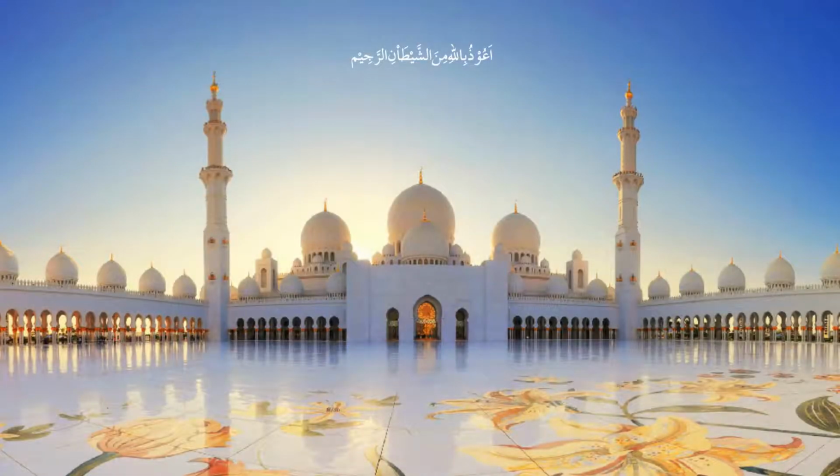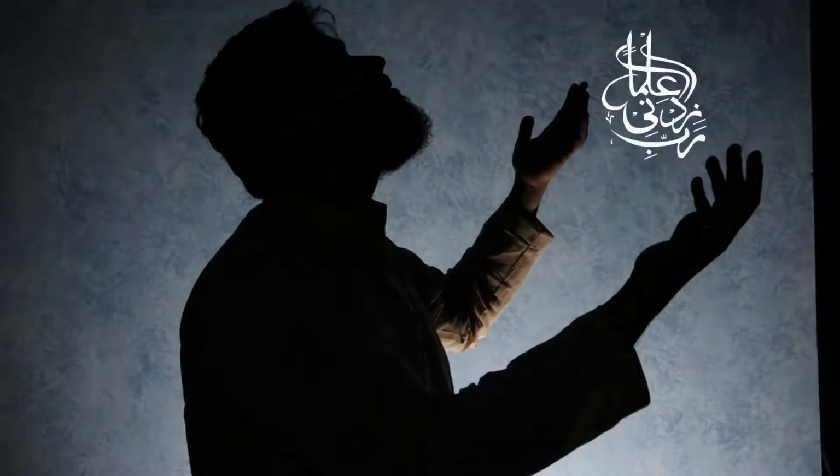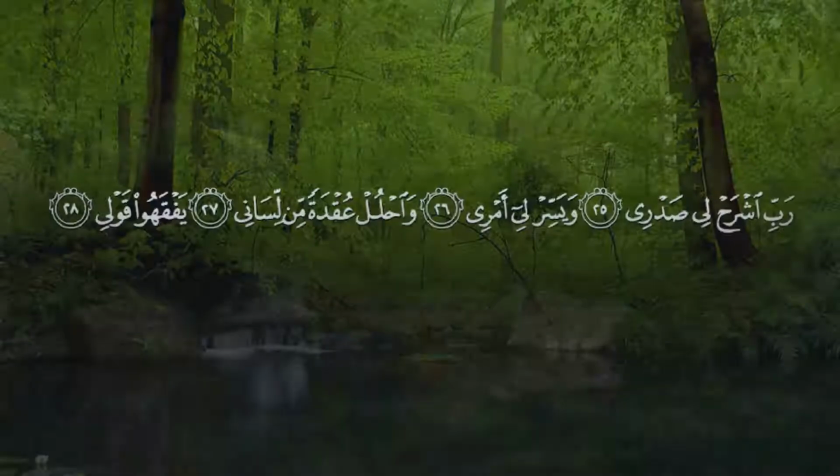A'udhu billahi minash shaitani rajim. I seek the protection of Allah against the devil. Bismillahir Rahmanir Rahim. In the name of Allah, the most beneficent and the most merciful. Rabbi zidni ilma. O my Lord, increase in my knowledge.